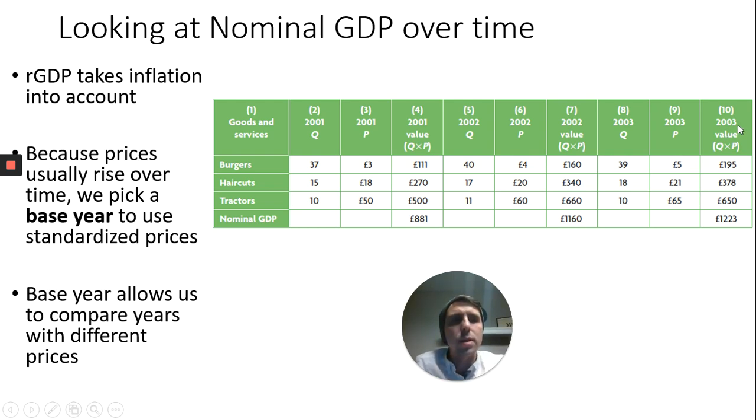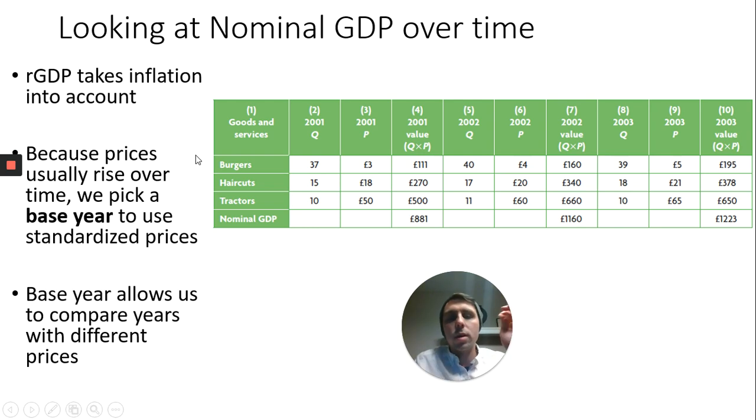And then you can look at 2003 as well. We actually sell fewer burgers, but the burgers are getting more expensive. They go from $4 to $5. We sell fewer tractors, but they go from $60 to 65. So when we find out the nominal GDP, it looks higher. Now, if I were to just leave it in nominal, we wouldn't learn anything. We would just look at this and say, man, our country is doing so great. Every single year it gets stronger.